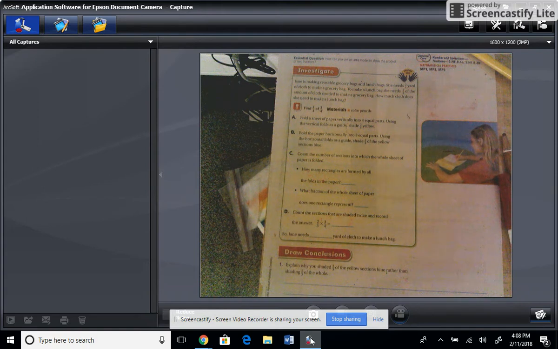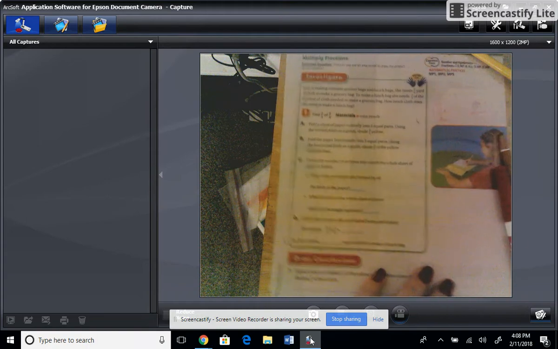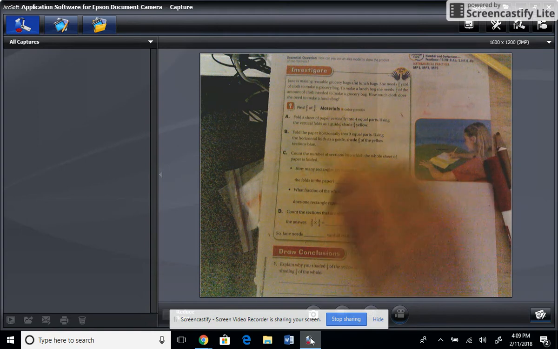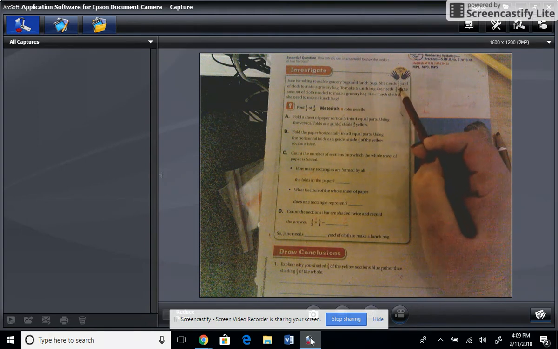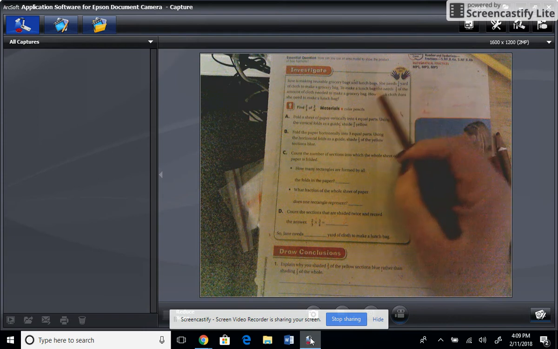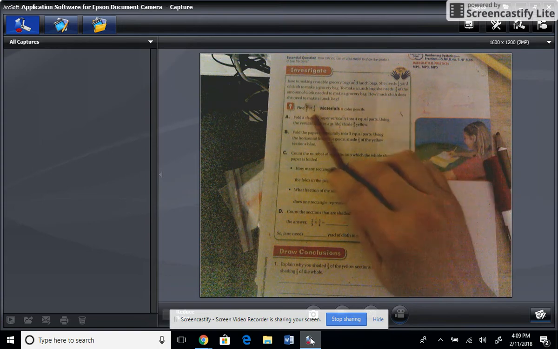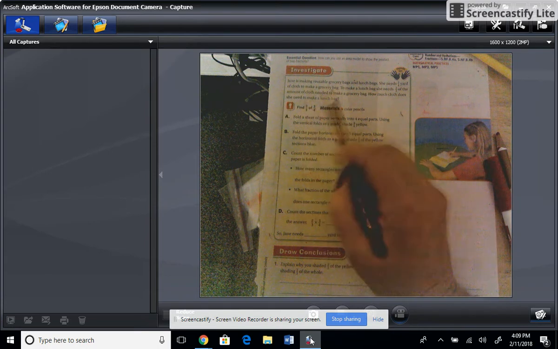So let's look here. Jane is making a reusable garbage bag and lunch bag. She needs 3/4 yards of cloth to make the grocery bag. To make the lunch bag, she needs 2/3 of the amount of cloth needed to make the grocery bag. All right, so they're trying to be a little complicated here, but we know how much it takes to make the grocery bag, 3/4. But we know that it only takes 2/3 of this 3/4 to make that lunch bag. And we need to know how much cloth is that.